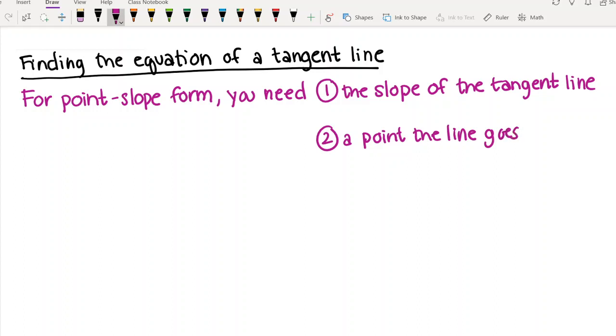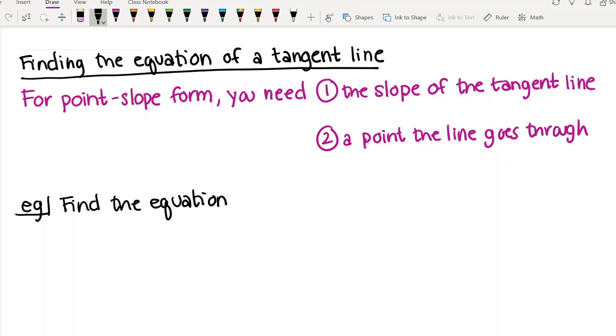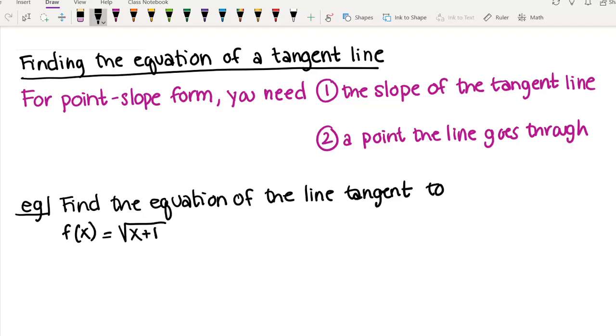Okay, so let's look at an example, and we're going to go back to one of the earlier ones that we did. So let's say that we wanted to find the equation of the line tangent to f of x is equal to square root of x plus 1 at x is equal to 3. That one, we already earlier did a derivative for. We found f prime of 3.